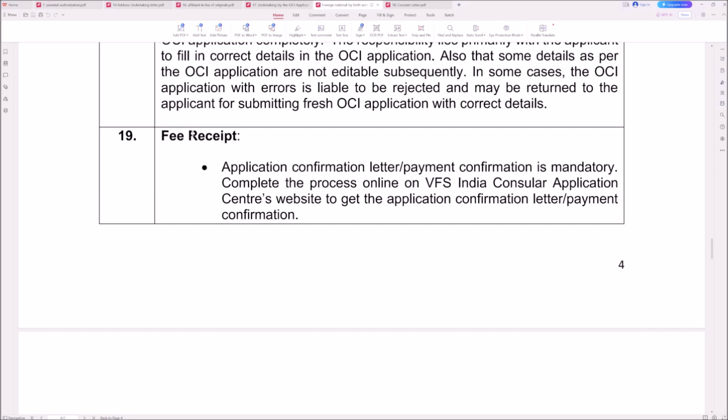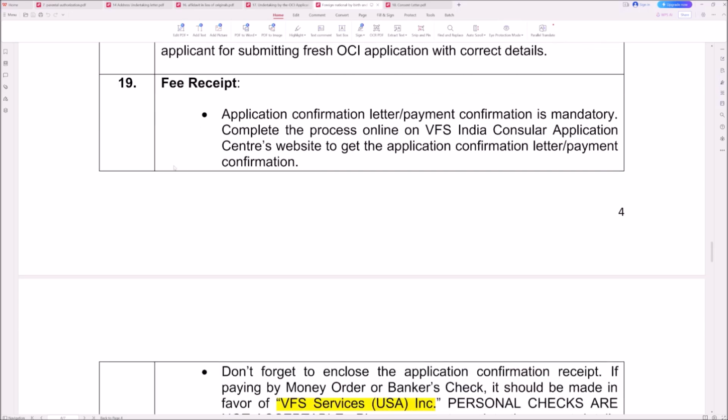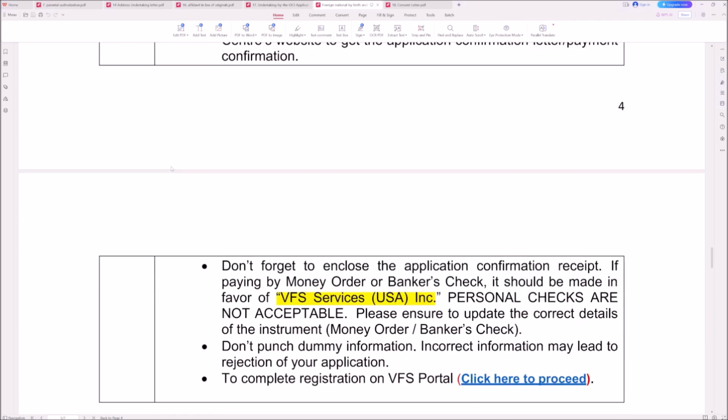And then the fee receipt: after you make the payment on the VFS Global website, you receive an email confirmation, which is a confirmation letter or the payment confirmation. You need to take a printout of that and include it in your mailing package. For the whole process of the OCI minor application, you can watch the video in the description below. And this is just a video talking about the new checklist and the changes that have been made in the new checklist.